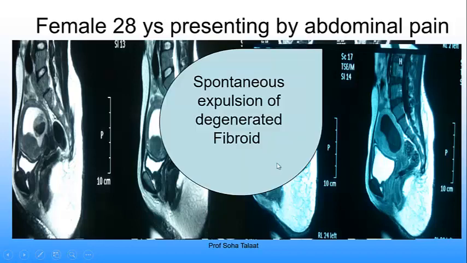The patient solved the problem by spontaneous expulsion of a degenerated fibroid. This is marked degeneration of a submucous fibroid causing her abdominal pain, and sometimes degenerated fibroids give a very strange appearance. So when you find that, you must put it in your differential diagnosis, especially in this age group, after excluding pregnancy-related conditions.